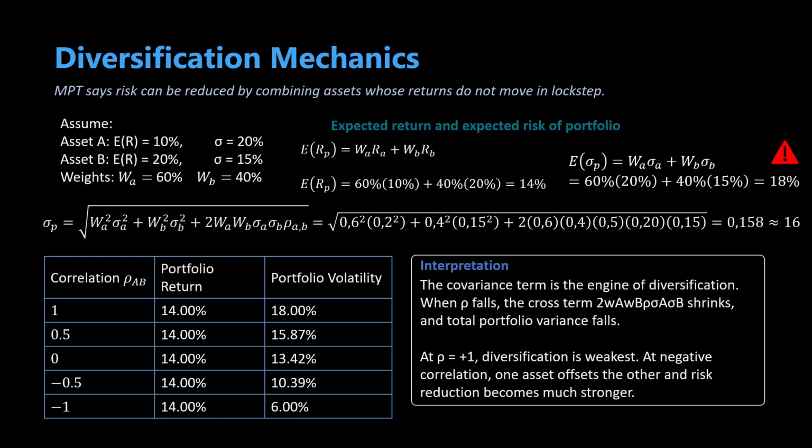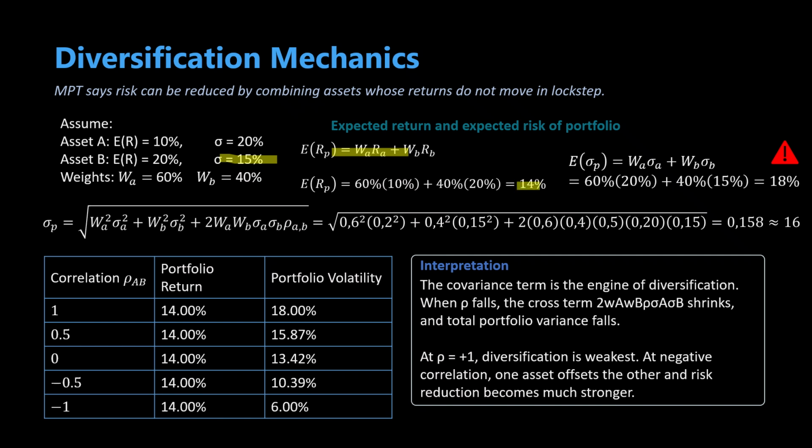Let us deepen our understanding of how diversification actually works in a portfolio context using a numerical example. In this example, asset A with a 60% weight has an expected return of 10% with a risk of 20%. Asset B with 40% weight has an expected return of 20% and risk of 15%. Using the discussed formula here, the expected return of the two asset portfolio is 14%.